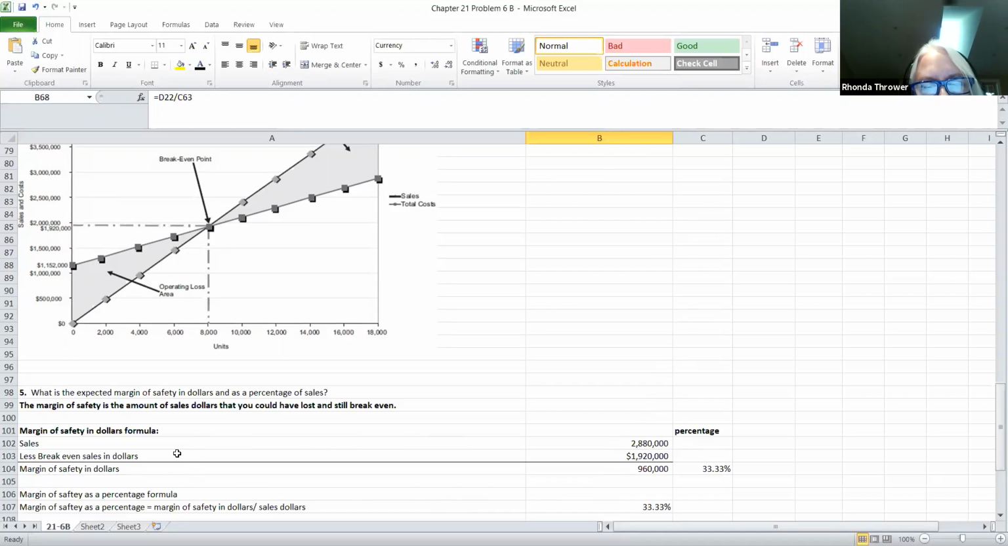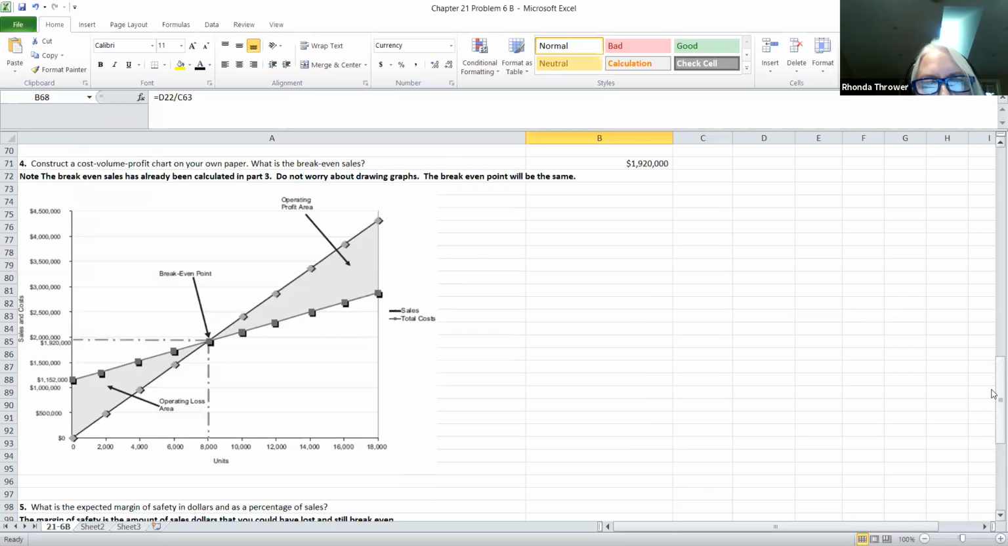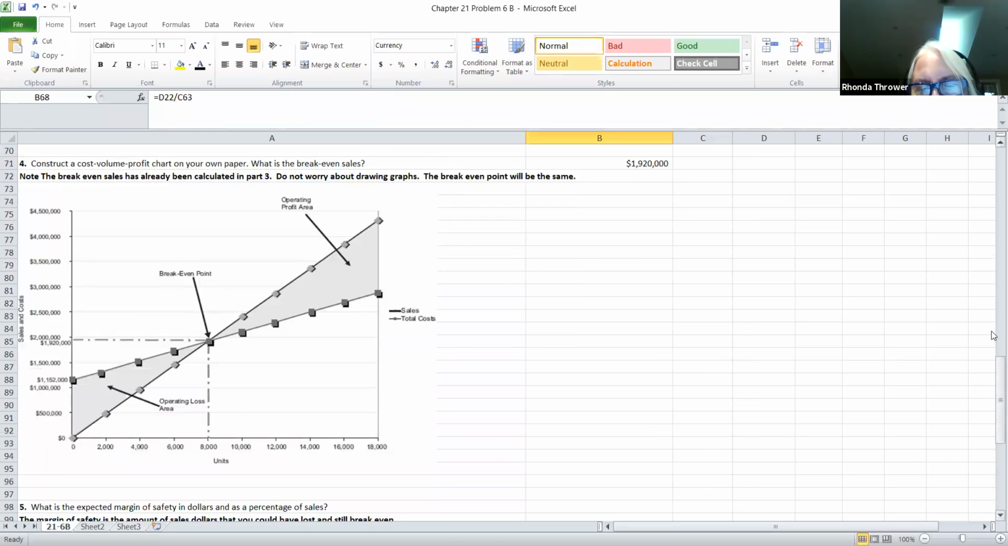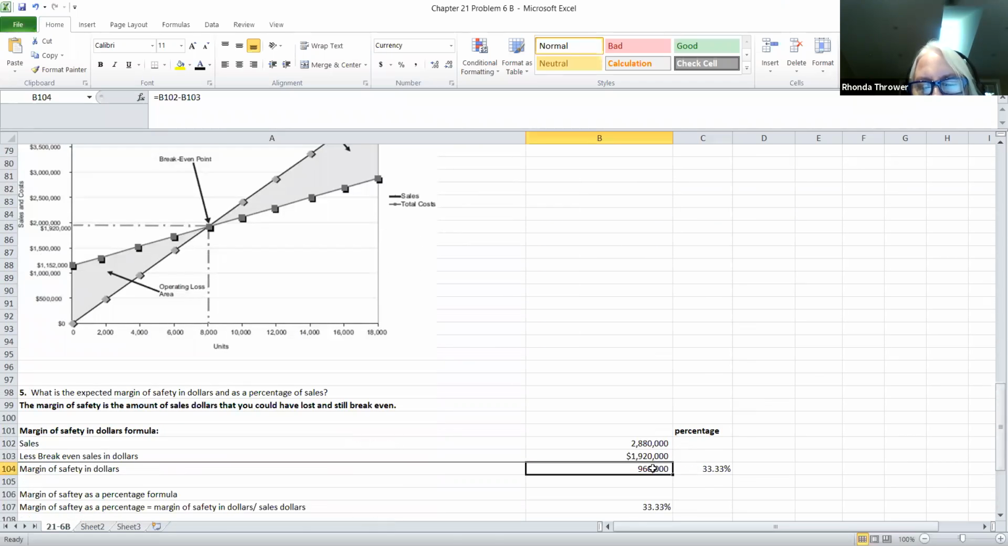This is also found on that income statement that we prepared up above. The break-even sales we just figured up. The break-even sales were $1,920,000, and that came from part 3 right here. So if you subtract your break-even sales from your sales, that'll give you the margin of safety in dollars. The margin of safety in dollars is the amount of dollars that you could have lost in sales and still broke even.